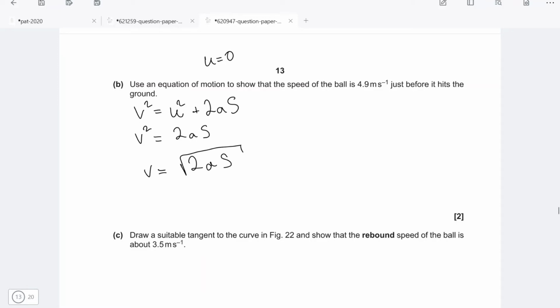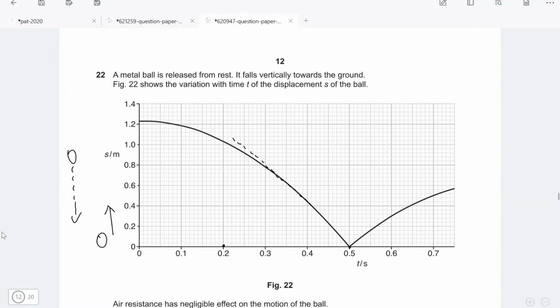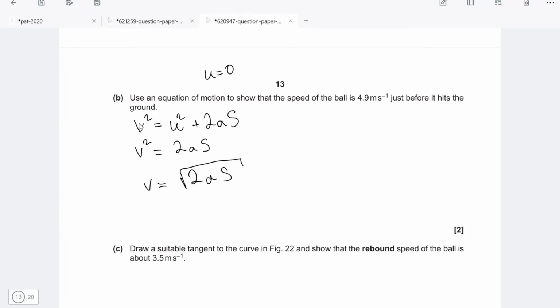Now we know what the acceleration is, that's just the gravitational acceleration. What is the initial displacement? Let's have a look from the graph. Well, the initial displacement is just above 1.2, so this will be equal to the square root of 2 times 9.81, and the initial displacement was about 1.23. Now let's put this into a scientific calculator, and we're going to get, up to two significant figures, 4.9 meters per second.